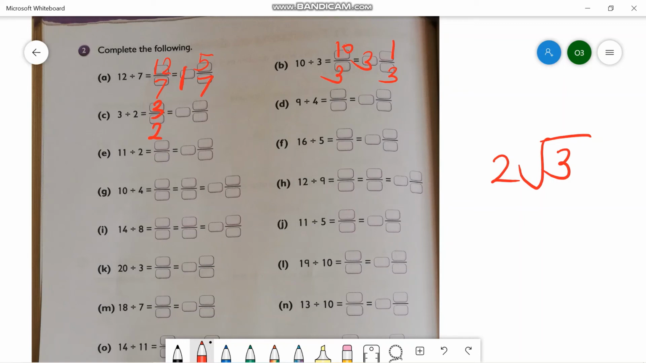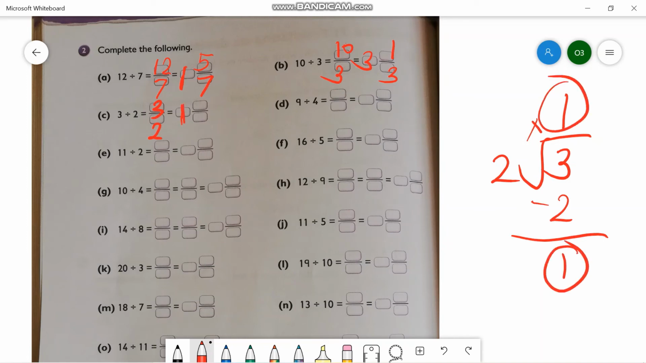How many groups of 2 is there in 3? We will be able to get 1. 1 times 2 is equal to 2. 3 minus 2 is equal to 1. So 1 is our whole number. Remainder will be our numerator. And of course, the denominator will be the same.